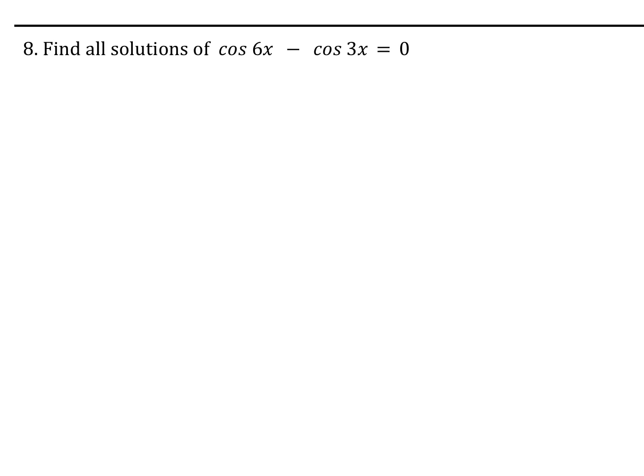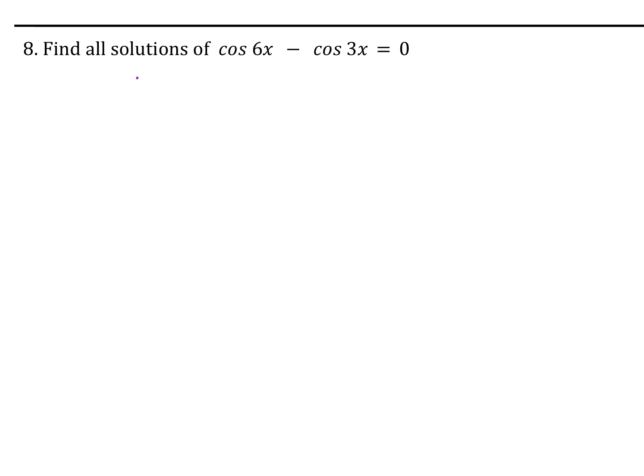This is number 8 on the Chapter 5 review worksheet. We're going to find all solutions of cosine 6x minus cosine 3x equals 0. This is using the sum to product formula. So we are going to plug it in.